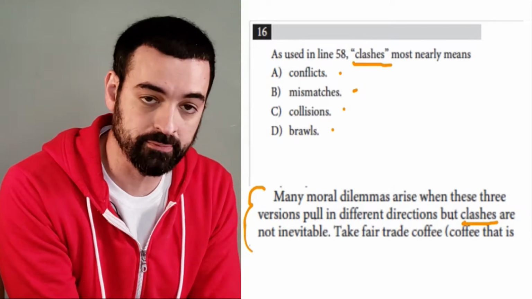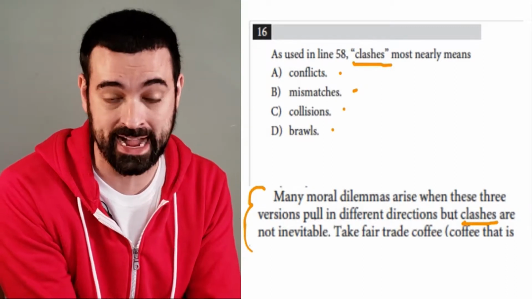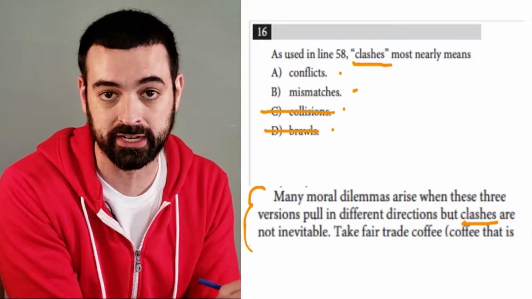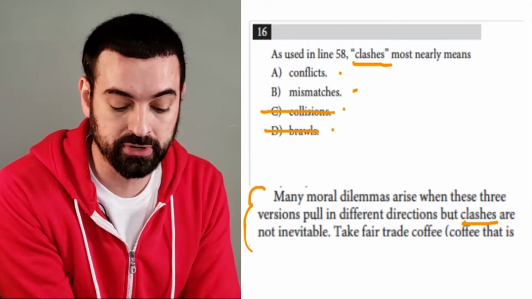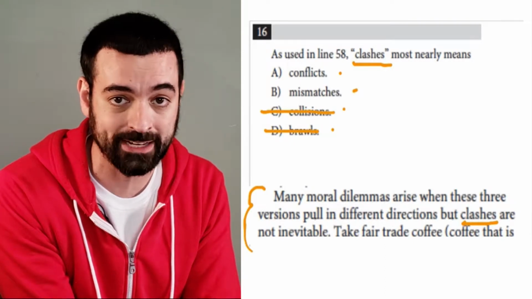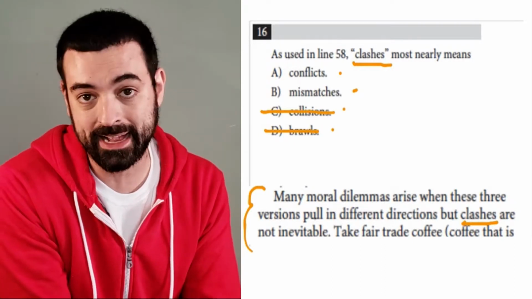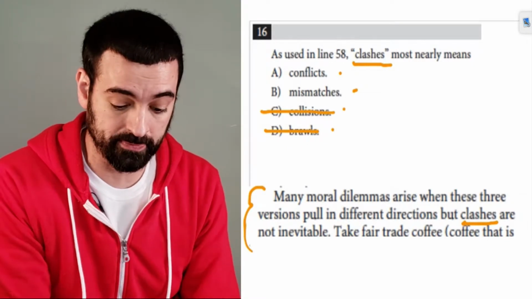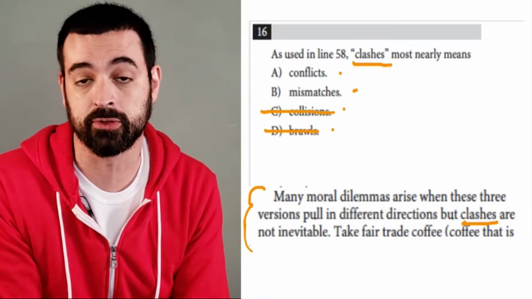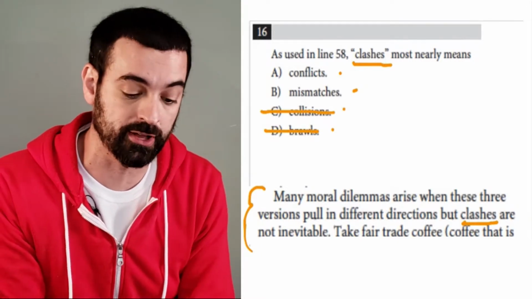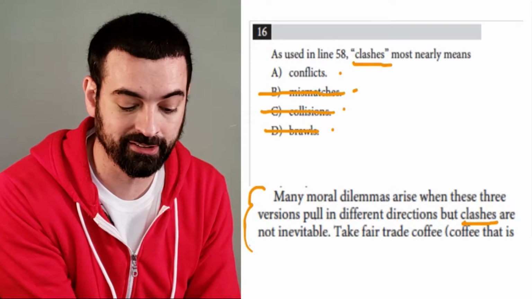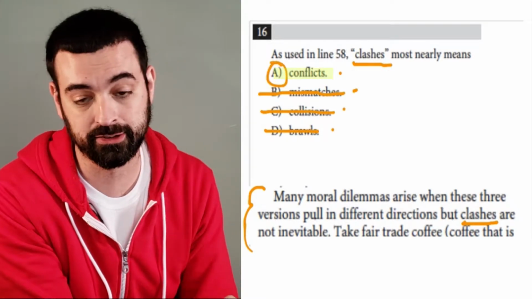Both collisions and brawls imply physical violence. Neither of those is in play in this particular passage. So we're down to conflicts or mismatches. The word mismatches is not great here because the versions don't need to match each other. They actually are in opposition to each other. So mismatches is a bad choice. Conflicts is a good choice.